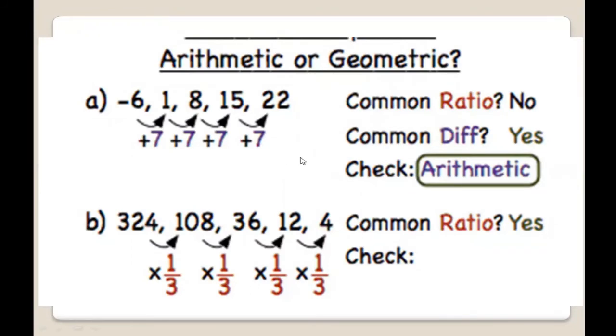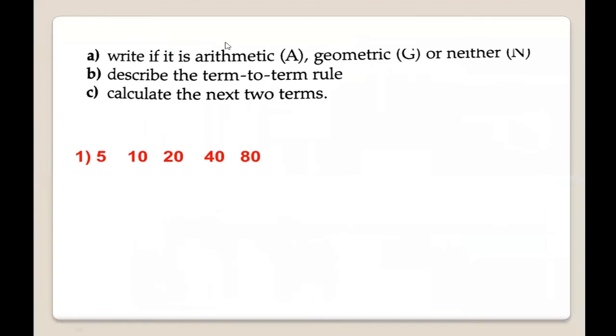Now let's solve some questions according to that. Write if it is an arithmetic sequence, geometric, or neither. Neither means it is not arithmetic and not geometric. And describe the term to term rule. What will be the term to term rule? It means what is going on. Is it adding a number or subtracting? You have to write in words. Then calculate the next two terms. When we know the term to term rule, then we can calculate the next two terms.